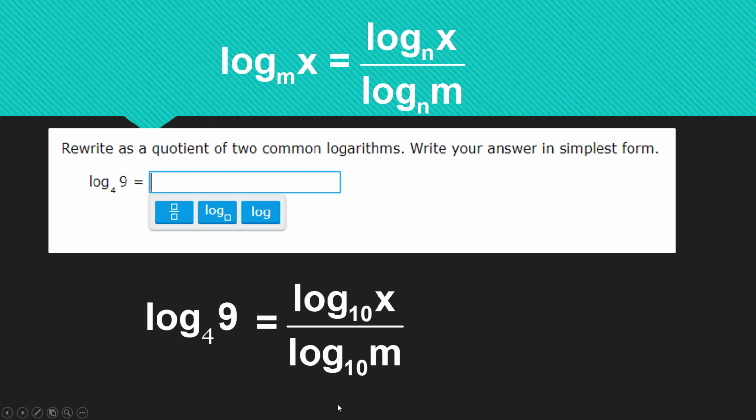Okay, and I set it up. I've got log base 10 of x over log base 10 of m. This is our formula. And so my x was 9 and my old base was 4. So we get log of 9 divided by log of 4.